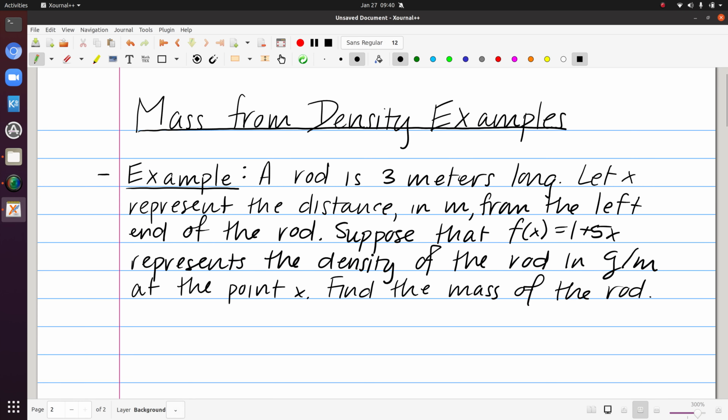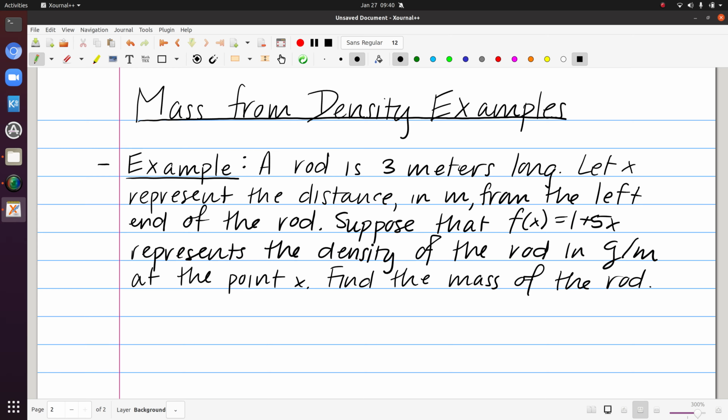Ready to look at some examples involving mass from density. In this first example, we can assume that we have a rod that is 3 meters long, and we're going to let x represent the distance in meters from the left end of the rod. Suppose the function f of x equals 1 plus 5x represents the density of the rod in grams per meter at the point x.